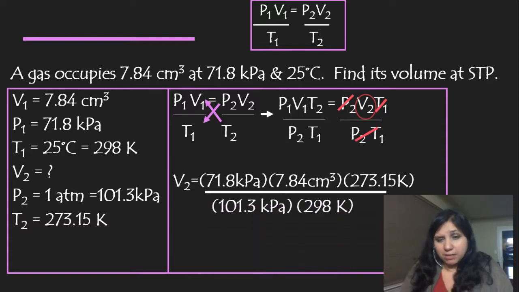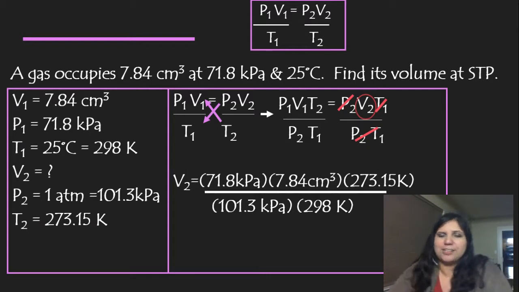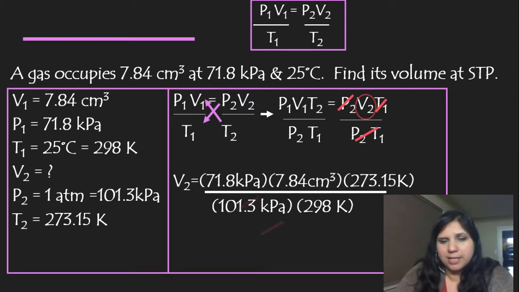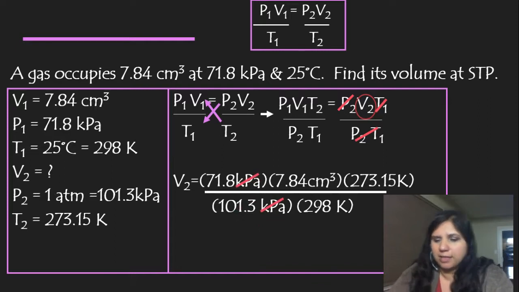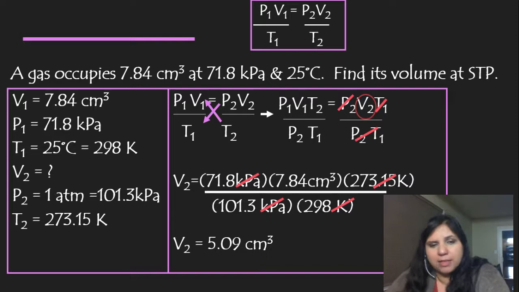I'm just being very careful. This is where you'll mess up. You'll rearrange perfectly, but you'll plug stuff into the wrong spot. So be careful where it says P1 or V1, and don't plug the wrong pressure in. Okay. We'll check to see which units cancel, and that's kPa and Kelvins. Oh, that's slightly off, but Kelvin cancels. All right, so then the units left are cubic centimeters, and if I do the math, I get 5.09 cubic centimeters. That's to 3 significant figures.